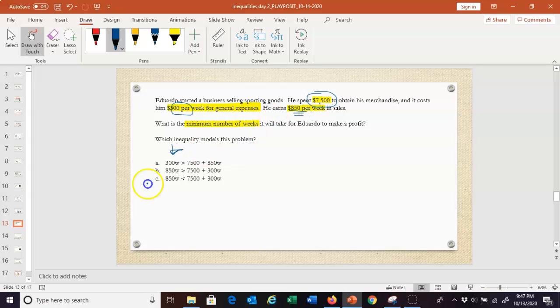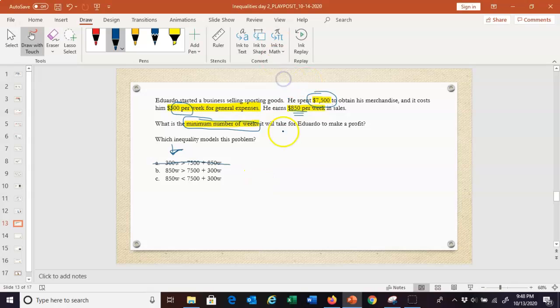That's how much he earns. So it's definitely not going to be A because we have 300 there. So now let's look at these. The only thing different in these two is the way that the inequality symbol is facing. So we need to think about, what does this mean? The minimum number of weeks.